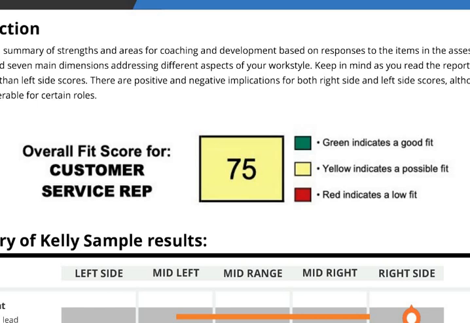As you can see, these fit scores are also associated with colors. Green reflects a good fit, yellow reflects a possible fit, and red reflects a poor fit. In this example, the candidate has a fit score of 75. This means that they are within the ideal range in most areas, but outside the ideal range in a couple of key areas that will require further probing.